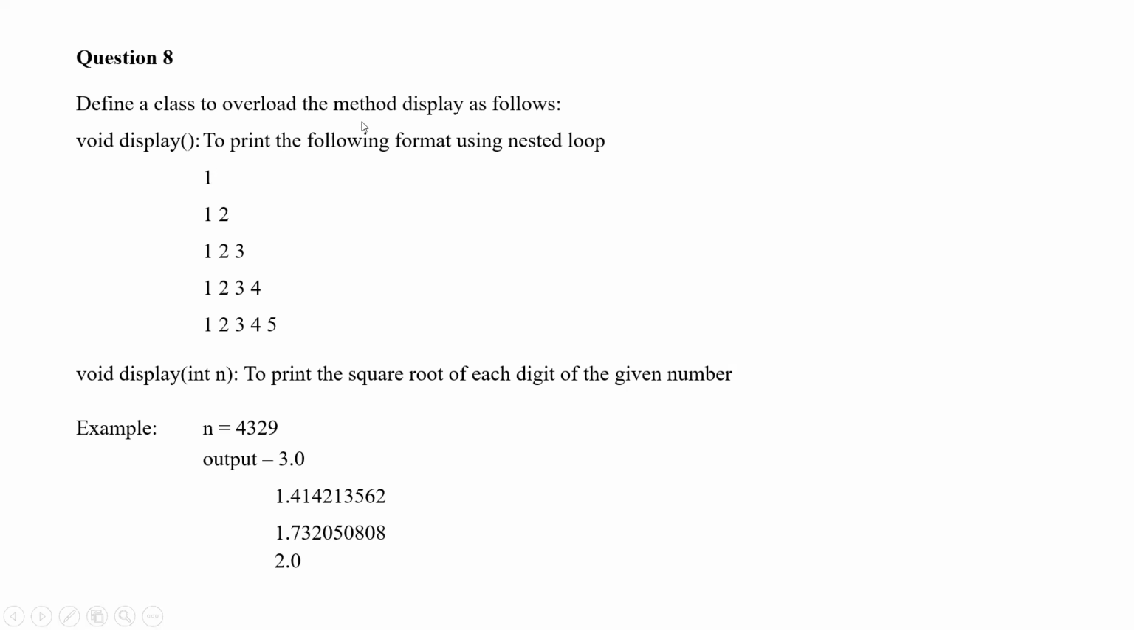Define a class to overload the method display as follows. Void display without a parameter, which prints this with a nested loop: 1, 1 2, 1 2 3, 1 2 3 4, 1 2 3 4 5. You can see it is a pattern.